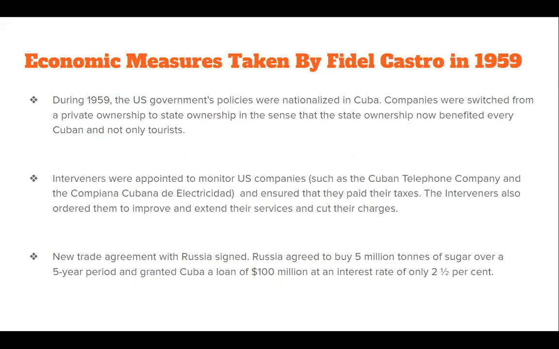More economic measures. During 1959, the government's policies were nationalized in Cuba. Companies were switched from private ownership to state ownership, in the sense that the state ownership now benefits every Cuban and not only tourists. Interveners were appointed to monitor U.S. companies such as the Cuban Telephone Company and the Compania Cuban, and ensure that they paid their taxes. The interveners also ordered them to improve and extend their services and cut their charges.